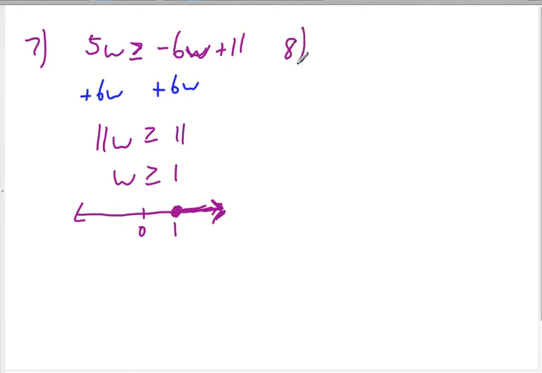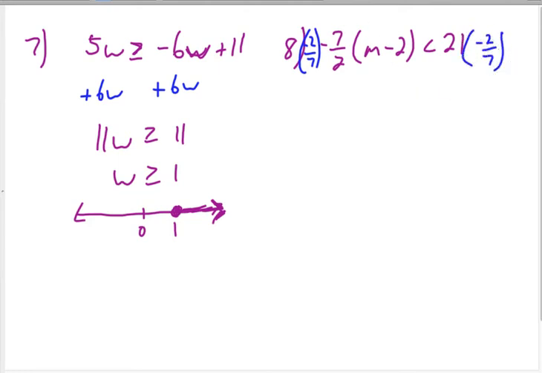Number 8, we have -7/2 times quantity m minus 2 is less than 21. Alright, there's two things we can do here. One of them would be to distribute the -7/2. I'm not going to do that. I'm instead going to go the easier route here, which is multiply both sides by -2/7. Remember to get rid of that fraction here. That'll allow us to fruit ninja this out of there.